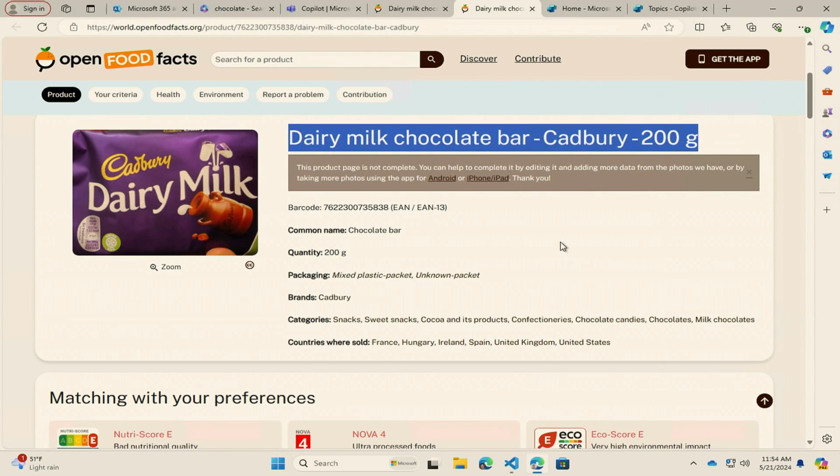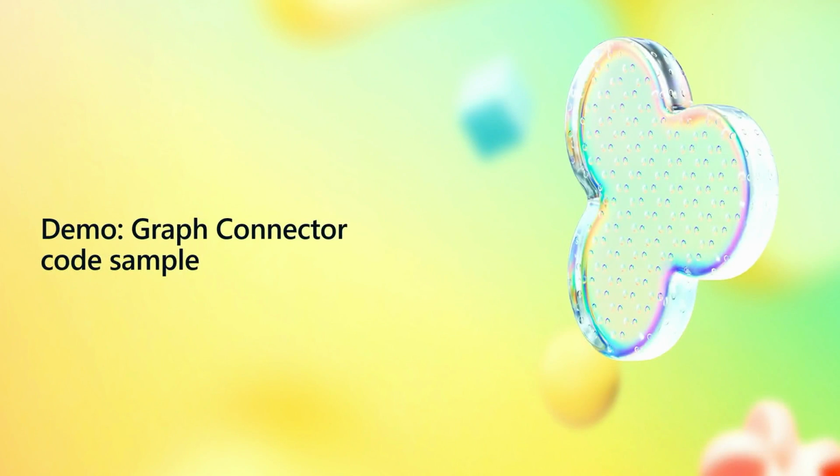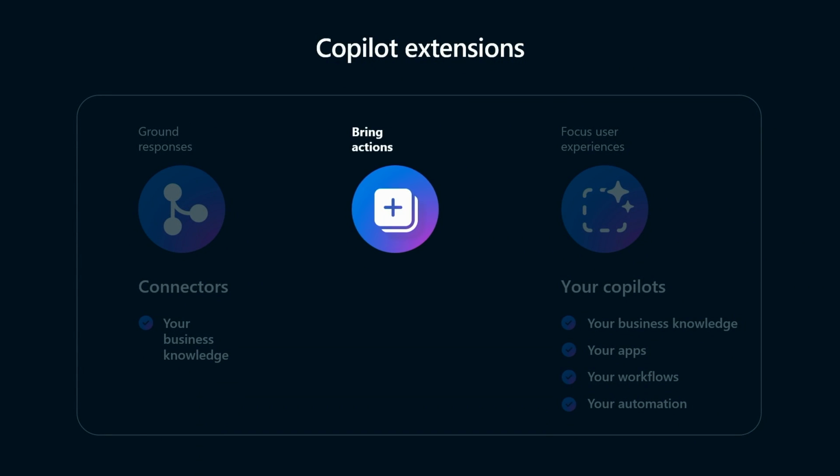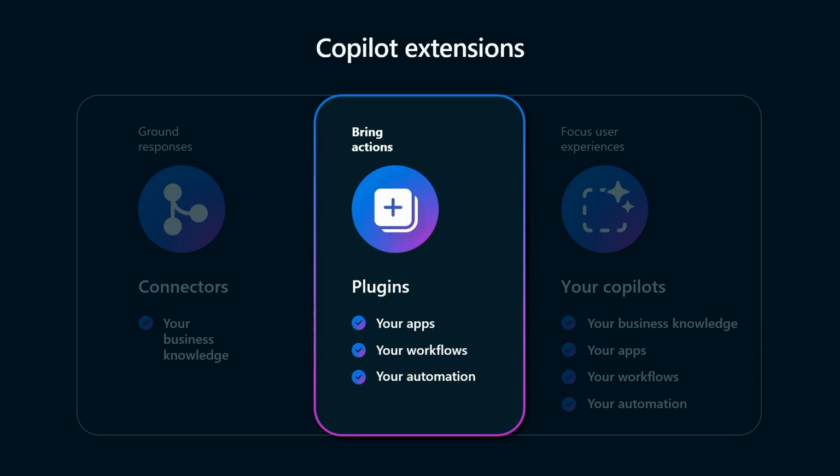So just a quick example of how you can use a graph connector to pull information through. And again, just use the Teams toolkit and that sample in there to get that going. So that was graph connectors.